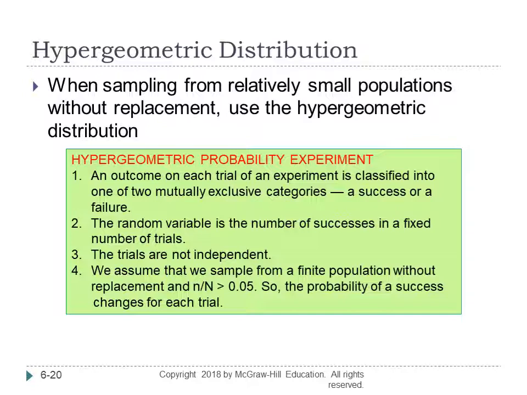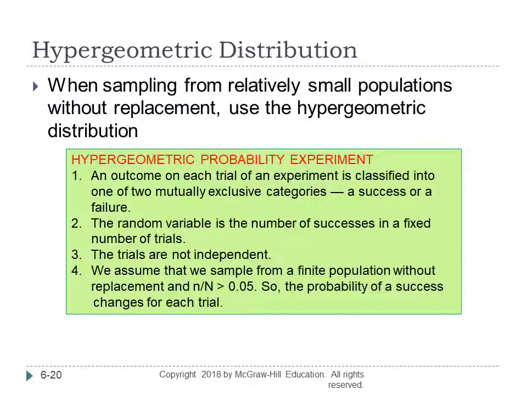Here is a list of the properties or the conditions for a hypergeometric experiment. An outcome on each trial of an experiment is classified into one of two mutually exclusive categories, either a success or a failure. This is the same condition for the binomial experiment. Second, the random variable is the number of successes in a fixed number of trials. This is also common with the binomial distribution.